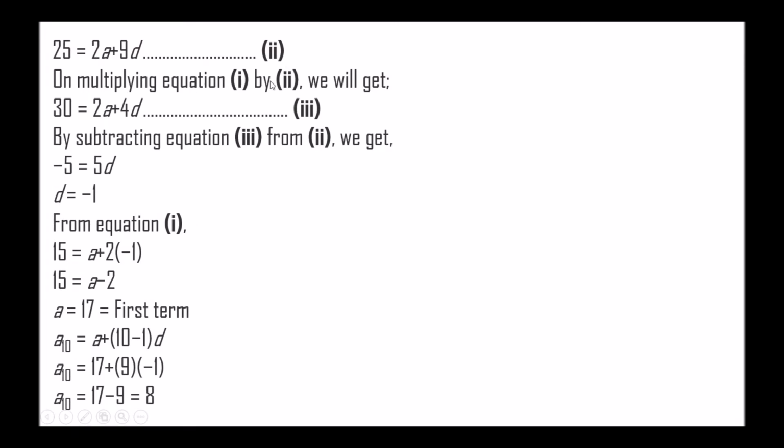Multiplying equation 1 by 2, we will get 30 equals 2A plus 4D. This is our third equation. By subtracting equation 3 from 2, we get minus 5 equals 5D, that is D equals minus 1. Putting the value in equation 1, we will get A equals 17 as the first term. So A10 equals 8.